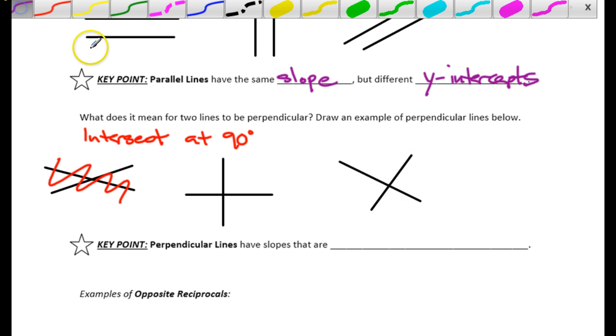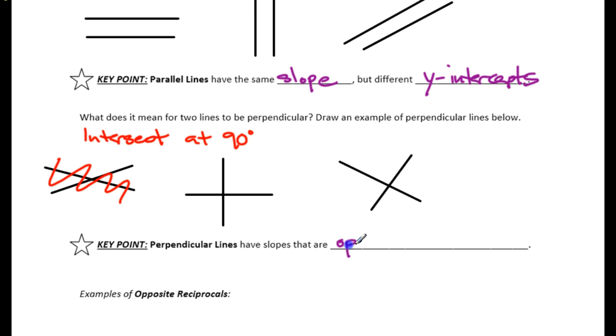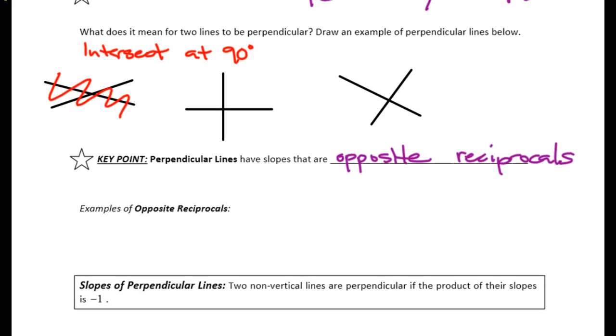Now once again, it's about the slope. These slopes are not the same. They're different, but it's a special difference. Perpendicular lines have slopes that are opposite reciprocals. Okay, so parallel lines have the same slope, perpendicular lines have opposite reciprocal slopes, and here's what that means.